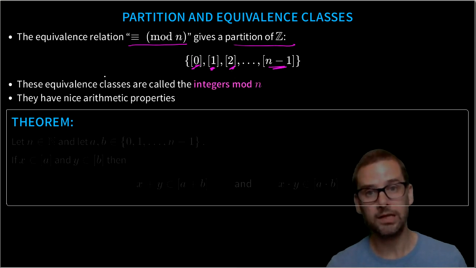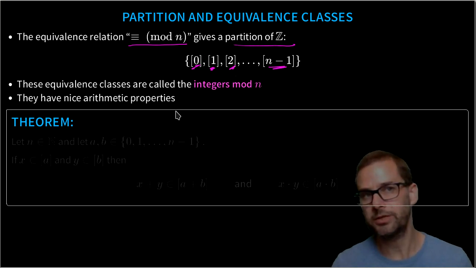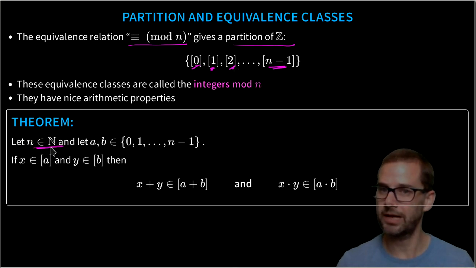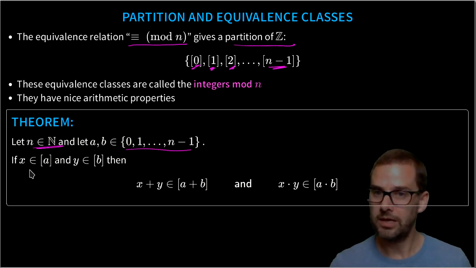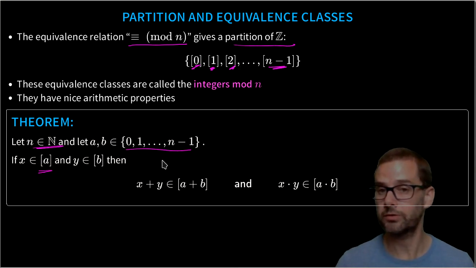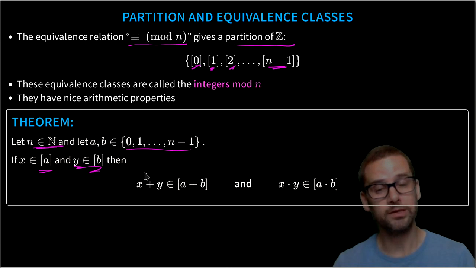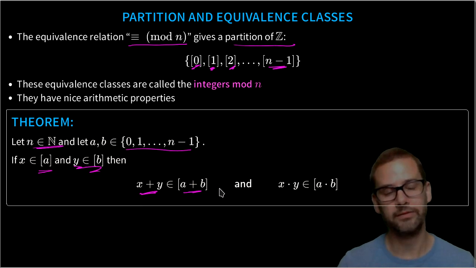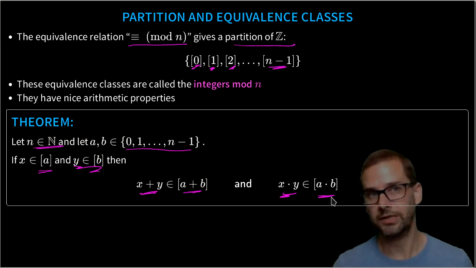Now, these equivalence classes are called the integers modulo n, or integers mod n, and they have nice arithmetic properties which we summarize in this theorem here. Namely, if we let n be some natural number, and let a and b be numbers between 0 and n minus 1, then if we pluck out some number x from the equivalence class of a, so that x is congruent to a modulo n, pluck out y from the equivalence class of b, so y is congruent to b modulo n, then the sum of x plus y is in the equivalence class of a plus b. And the product of x and y lies in the equivalence class of the product of a and b.